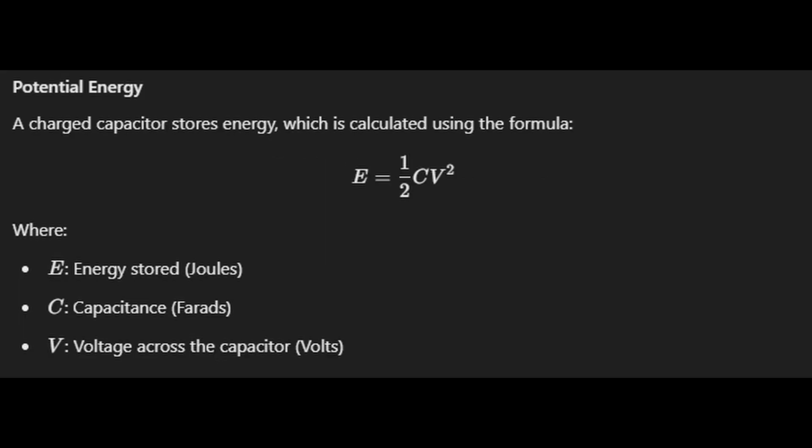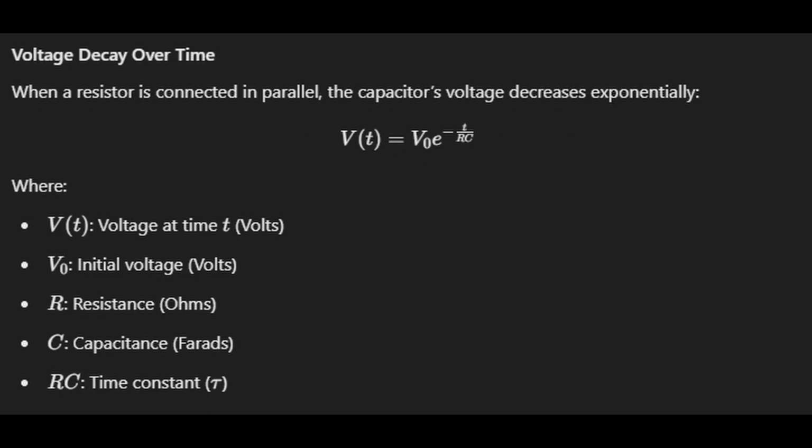A charged capacitor stores energy, which is calculated using the formula given. When a resistor is connected in parallel, the capacitor's voltage decreases exponentially like given below in the formula. These equations form the foundation for analyzing the capacitor's behavior during leakage.